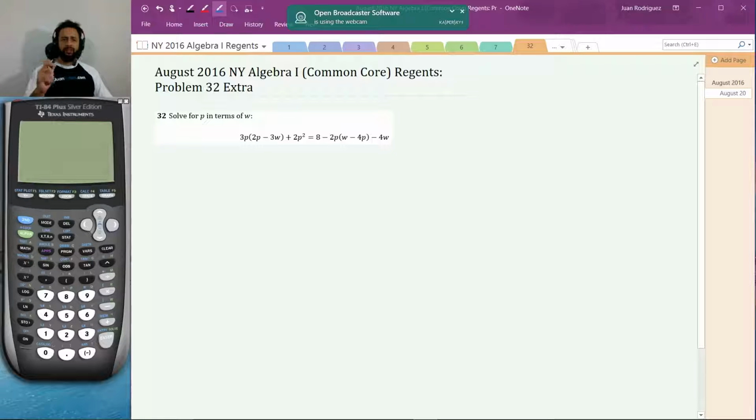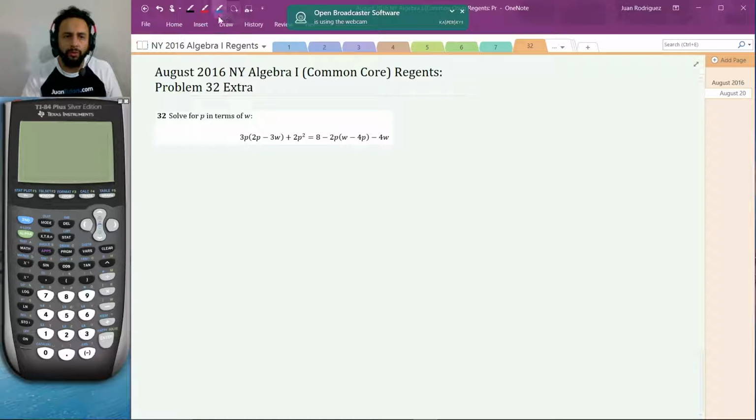Solve for p in terms of w, and this one is much crazier, but let's try it. Let's not get scared of it. So 3p times 2p minus 3w plus 2p squared equals 8 minus 2p times w minus 4p minus 4w. This sounds crazy, I agree, but perform the operations. Pause the video, try it, see if you get the same answer as us.